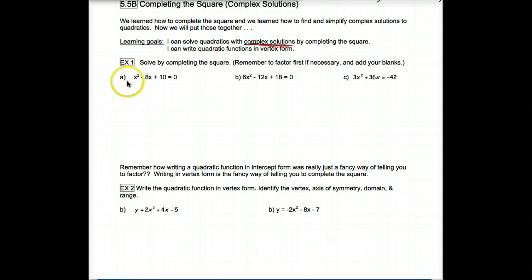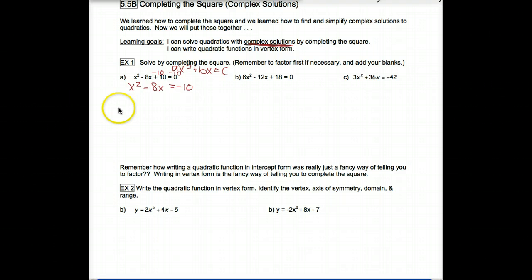So when I look at A, if I want to complete the square, I know that it needs to be in the form ax squared plus bx equals c. So this one is not in this form. This one's equal to 0, so I need to get it in that form by moving this plus 10 to the other side through subtraction. So that gives me x squared minus 8x equals negative 10. So that is now in the correct form for completing the square.